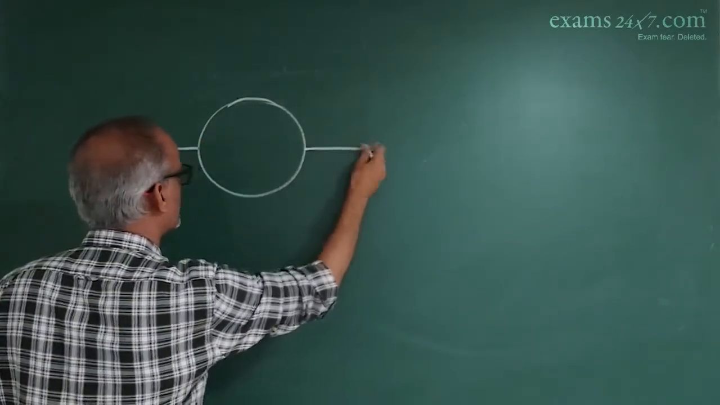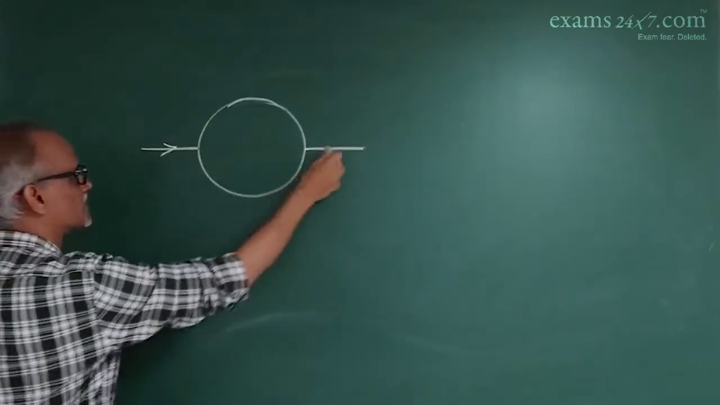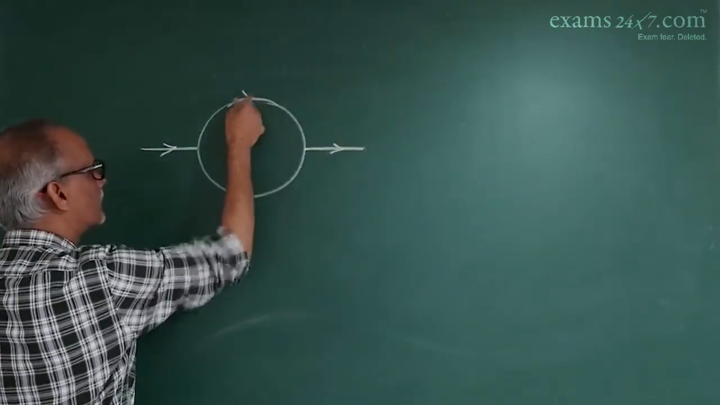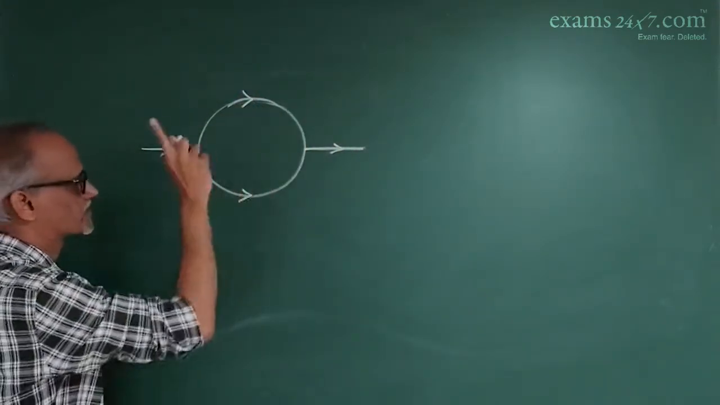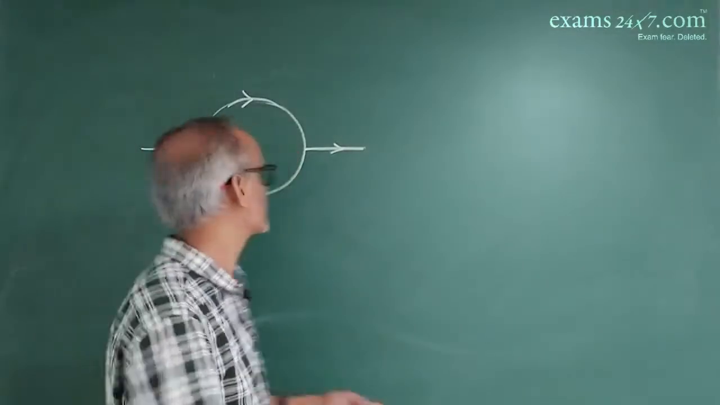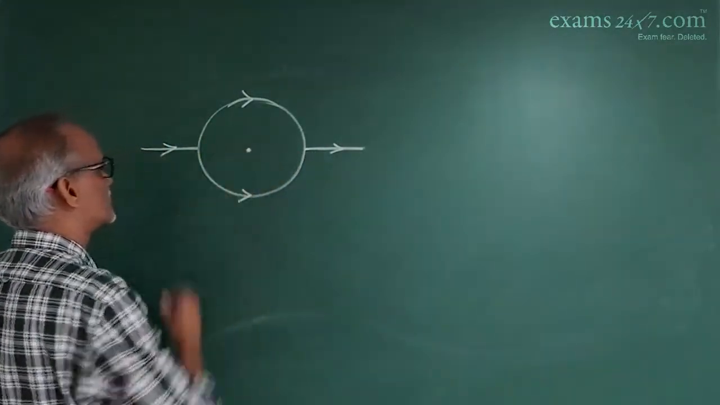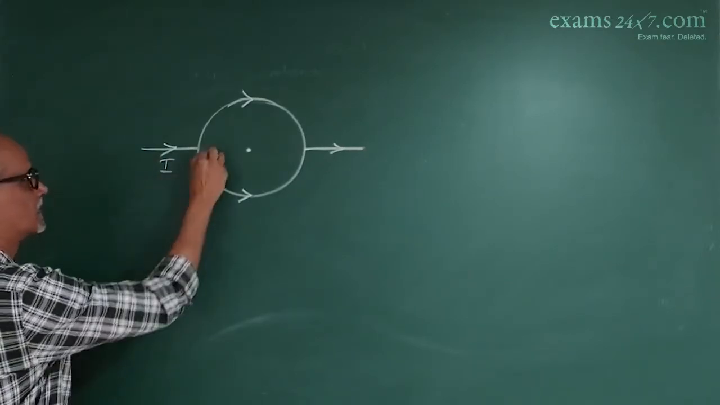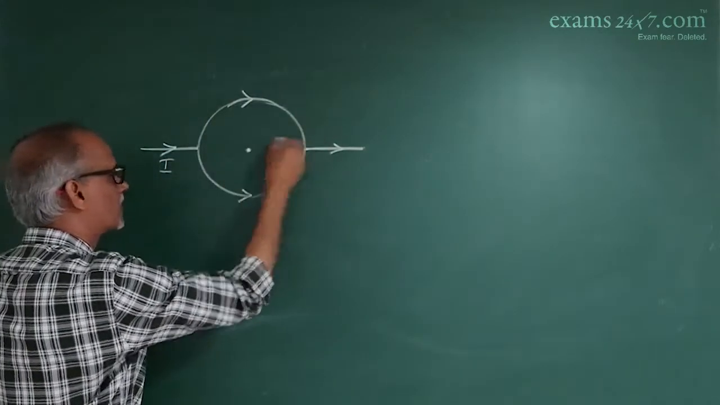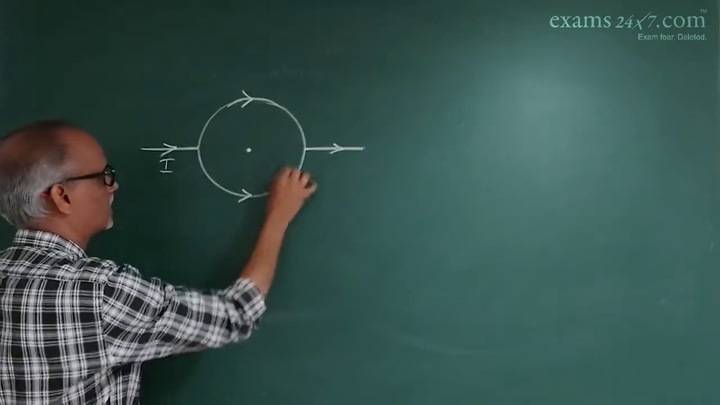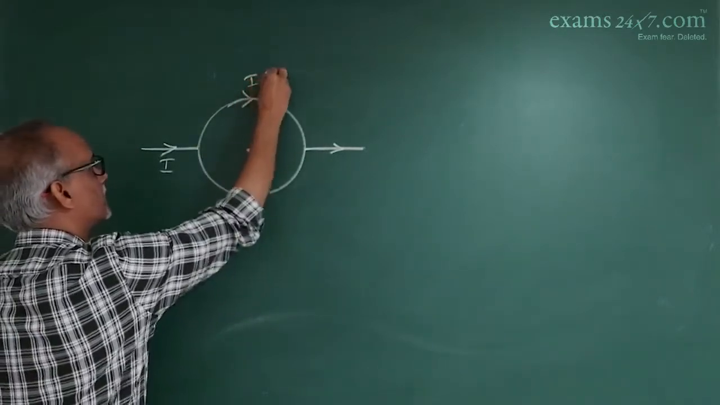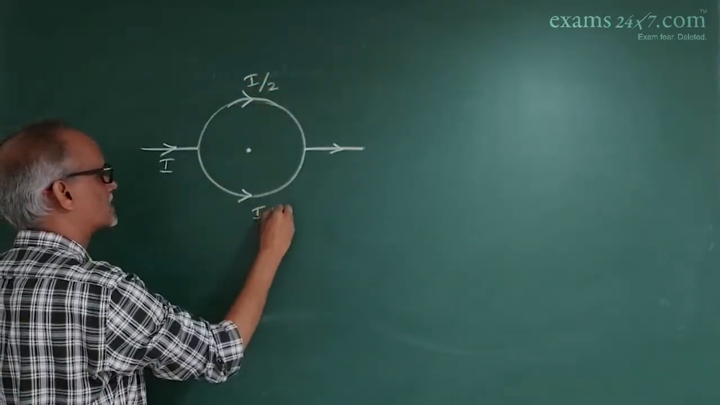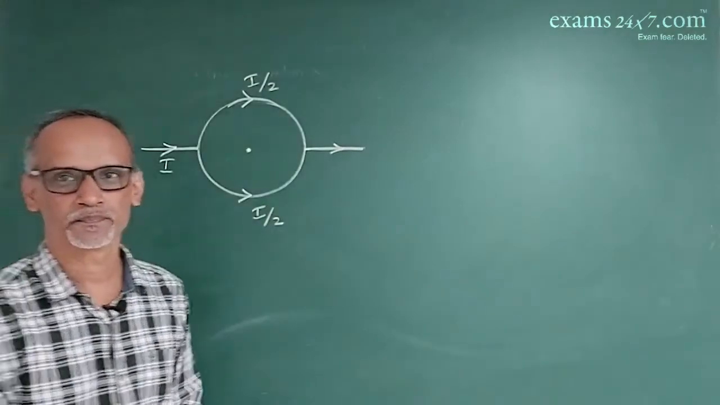I'll give you one more configuration where we have a circular coil and the battery is connected in such a way that the current flowing through this branches into two parts like this. So now what is the resultant magnetic field at this particular point? Now if I is the current, since this part of the coil and this part of the coil are of the same length, the current divides equally.